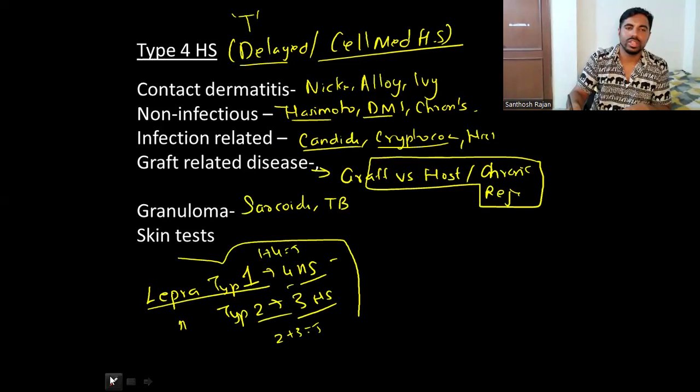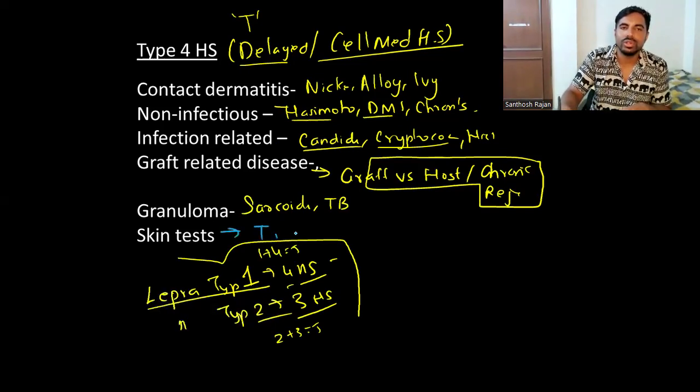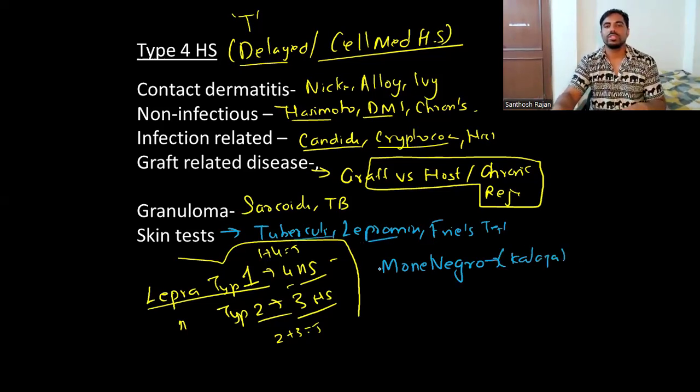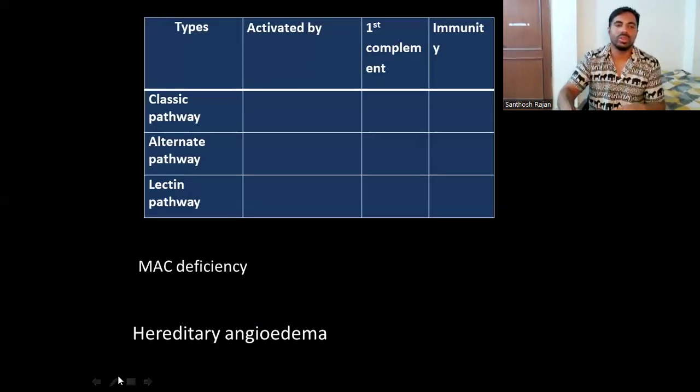But the most important thing frequently asked in the exam is your skin tests. You know what they are? They are the tuberculin test, lepromin test, Frei test, F for Frei, F for pro, and one more, Montenegro. Where does Montenegro come? Montenegro test, Leishmaniasis. So these are the tests which come under type 4 hypersensitivity reaction. That's it. It's a revision, nothing else.